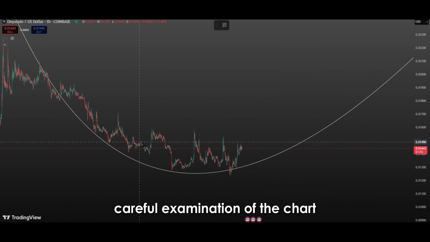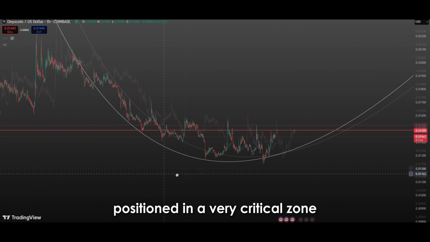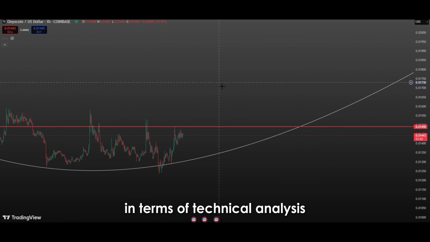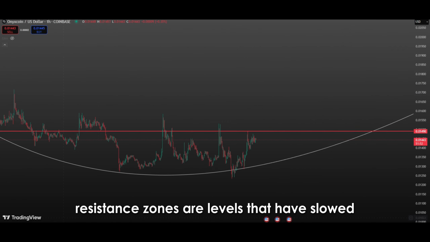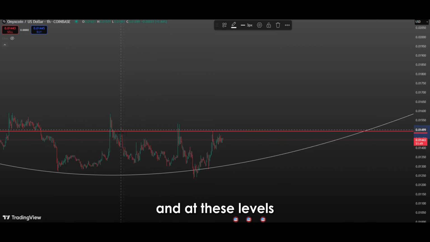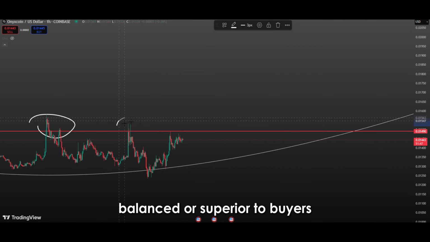Stay tuned. Careful examination of the chart clearly shows that the price is currently positioned in a very critical zone. This area is considered an important resistance line in terms of technical analysis. Resistance zones are levels that have slowed or temporarily halted the price's progress in the past. And at these levels, sellers are expected to become more active, balanced, or superior to buyers.